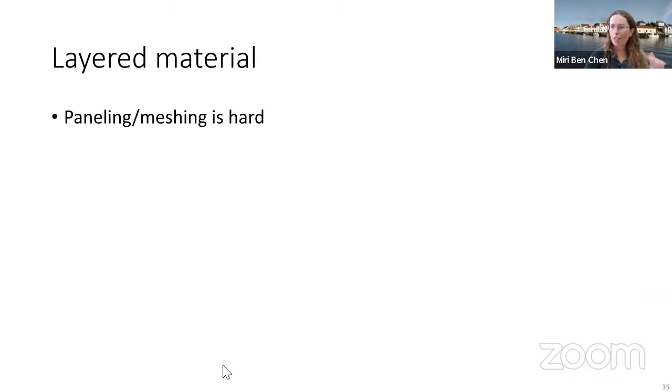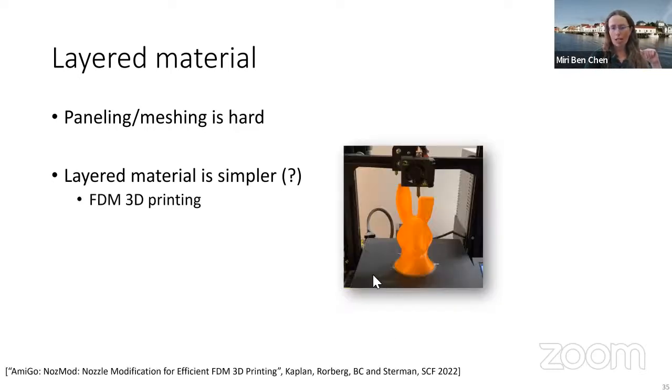Okay, just very, very quickly, I'm going to talk about layered materials. So paneling or meshing is hard, like we said. Perhaps layered material is simpler. By layered material, I mean that you put one layer at a time. This kind of makes the problem a bit one-dimensional.